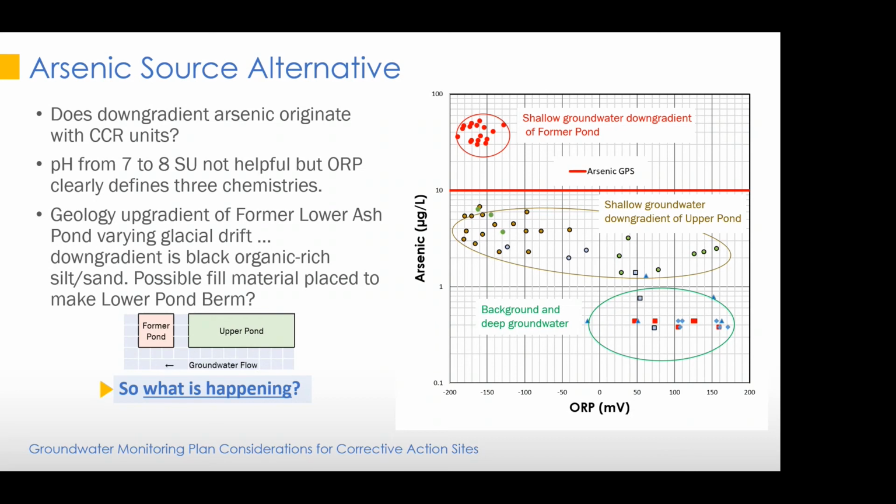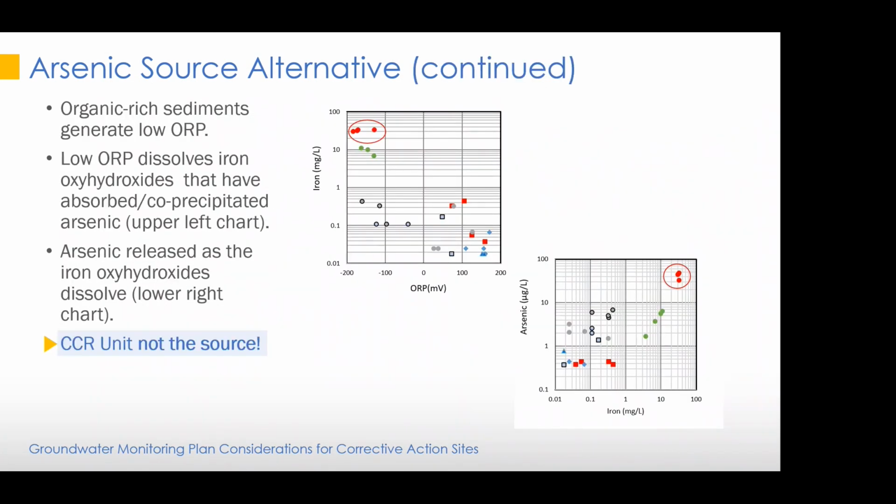So what's going on here? So now we're going to look at iron. And keep in mind, iron is not one of those standard Appendix 3, Appendix 4 metals, so it's done in addition to. What we start to see is that as the ORP goes down, especially in the area down gradient of the former pond, the iron concentrations climb very dramatically. And when you look at iron and arsenic, they're also related. High iron means high arsenic.